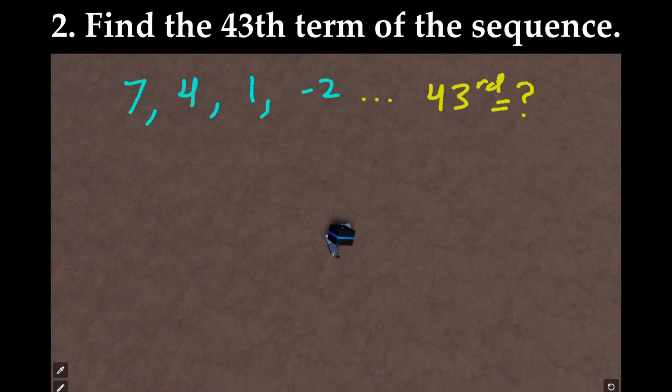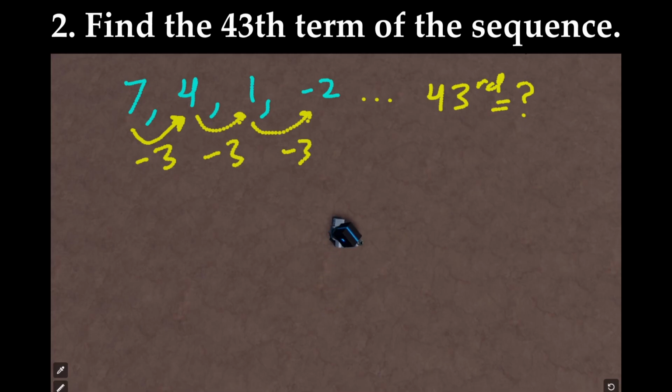So if we're going from 7, 4, 1 to negative 2, what's the change each time? Well, realize that to go from 7 to 4, you're subtracting 3. 4 to 1, that's minus 3. And 1 to negative 2, that's minus 3. So therefore, I can say that minus 3 is our common difference, d.